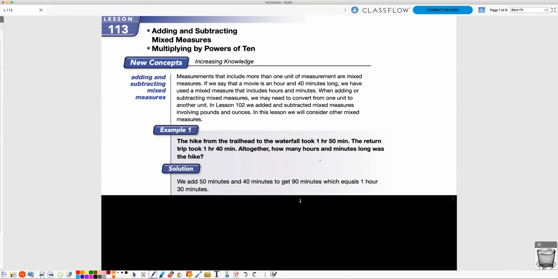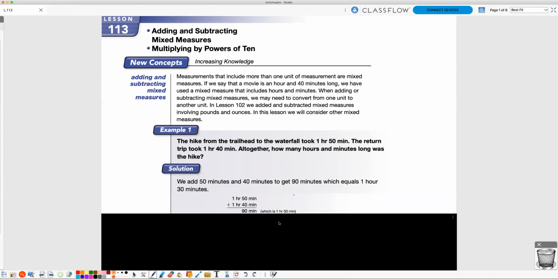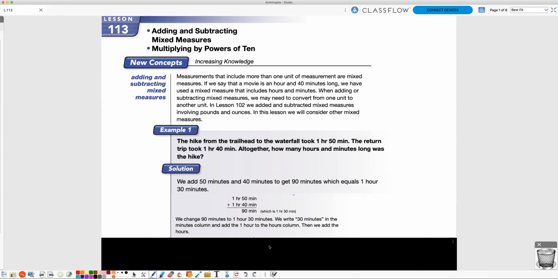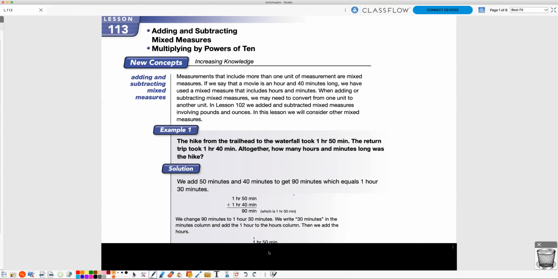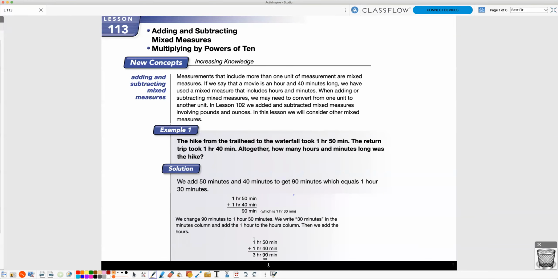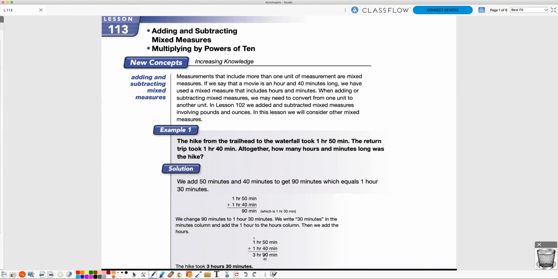So if we were to add 50 minutes and 40 minutes to get 90 minutes, which equals 1 hour and 30 minutes. We change the 90 minutes to 1 hour and 30 minutes, and we write 30 minutes in the minutes column and add the 1 hour to the hours column. Then we add the hours. So 1 hour and 50 minutes plus 1 hour and 40 minutes equals 3 hours and 90 minutes, which is the same as 3 hours and 30 minutes.